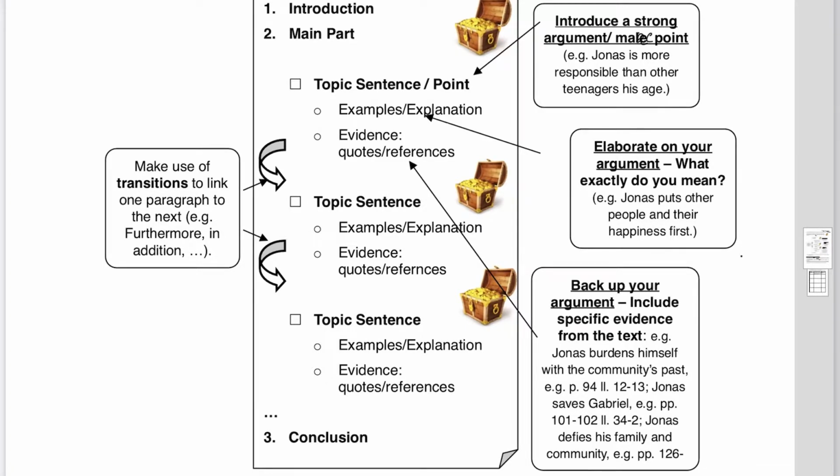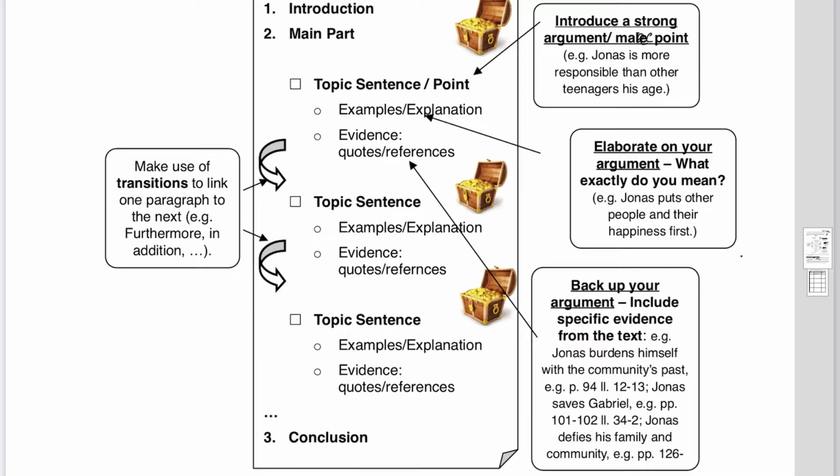To prove means beweisen. Yeah, you need some evidence for that. Now, this is why there's step 3. Back up your argument, include specific evidence from the text. For example, Jonas burdens himself with the community's past. Yeah, this explains that he puts other people and their happiness first because he burdens himself with the past, and that makes him more responsible than other teenagers his age.